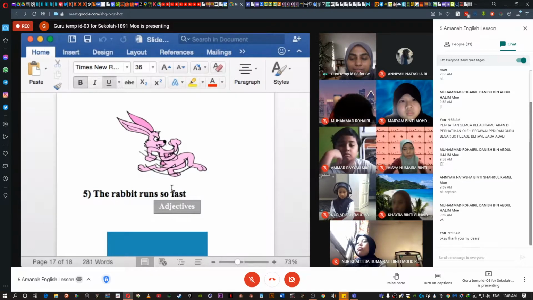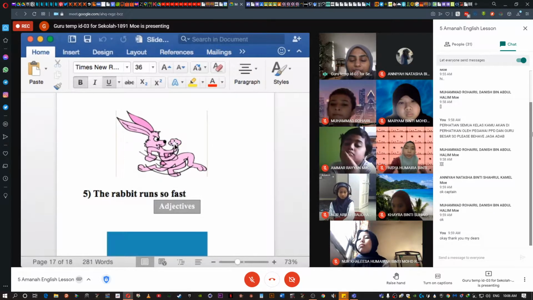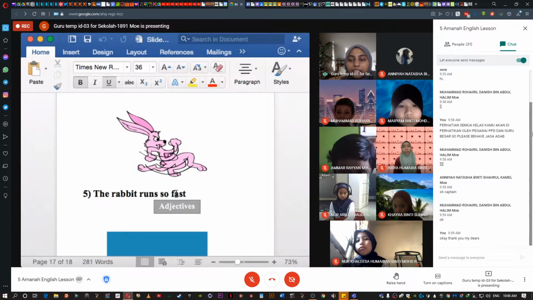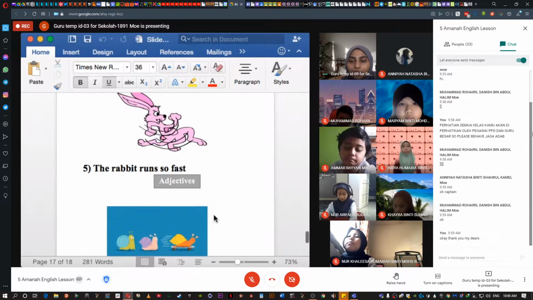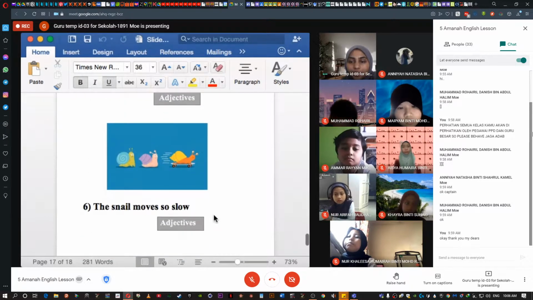Okay, thank you. As you can see from the picture, this is a rabbit. So, the rabbit runs so fast. So, the word fast here is the adjective. So, let's move to the next example.